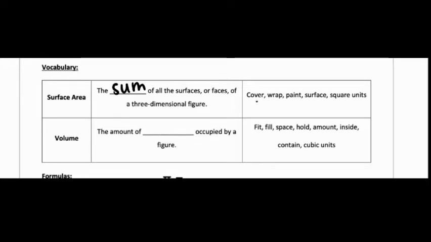Some of the key words that help us identify that a problem is asking us to solve for surface area are cover, wrap, paint, surface, or square units. You can imagine if you are going to wrap a present for somebody, the amount of wrapping paper you're going to need to wrap the actual gift is something you would solve surface area for. Whereas the volume of something is the amount of space that is occupied by a figure.